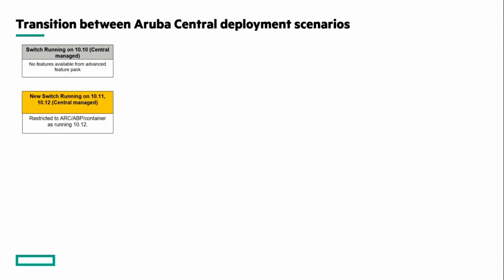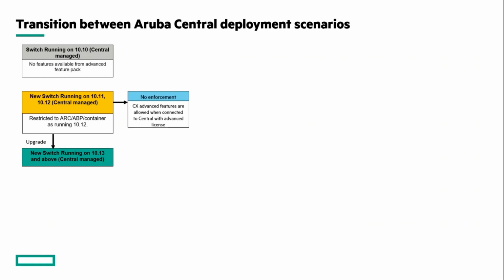Next is a case where there is a new switch running on 10.11 or 10.12 and is managed by Aruba Central. Since this is 10.11 or 10.12, the advanced features are only restricted to ARC, ABP, or containers. Now, the user has two options. The first one is to upgrade to 10.13 or above, under which the switch will behave as a new switch running on 10.13 and managed by Aruba Central. In the other case, as there is no enforcement done for advanced features in 10.11 or 10.12, when a user enables the CX advanced features, they will be active and functionally enabled.